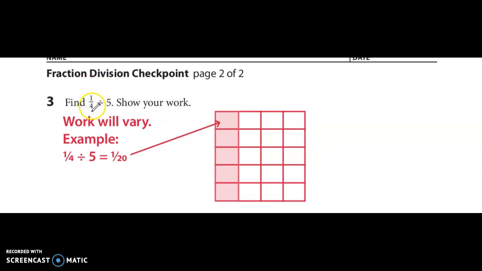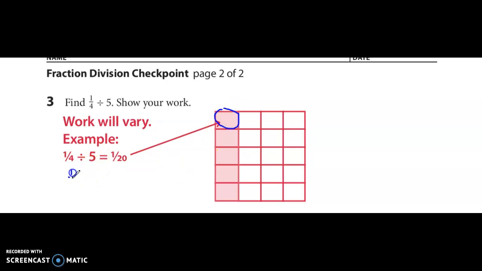This one, find 1/4 divided by 5. It says to show your work. So what they did was they drew an array and then they split it into fourths this way and they shaded 1/4. And then they divided it by 5 going the other direction, and then the answer is one of those, so it would be 1/20.